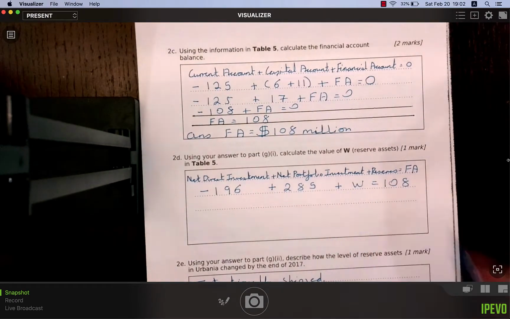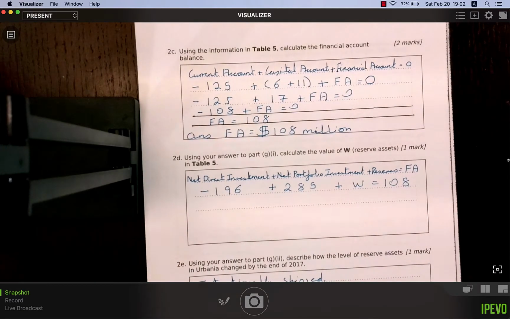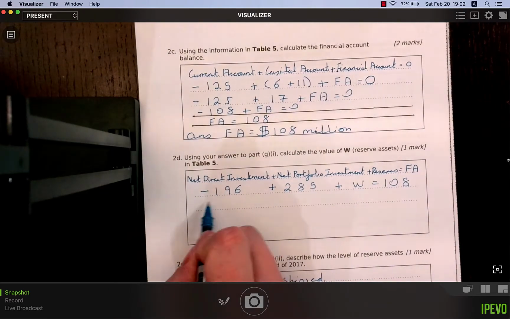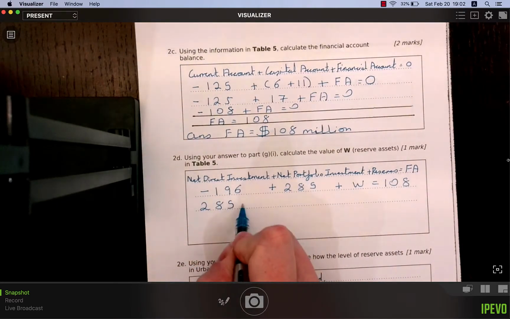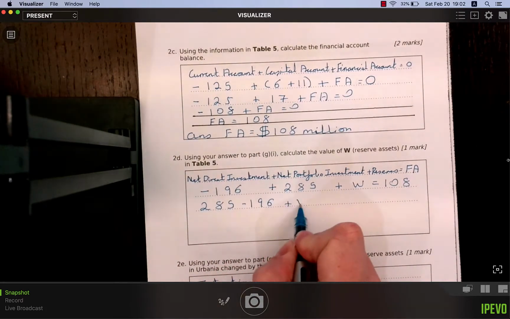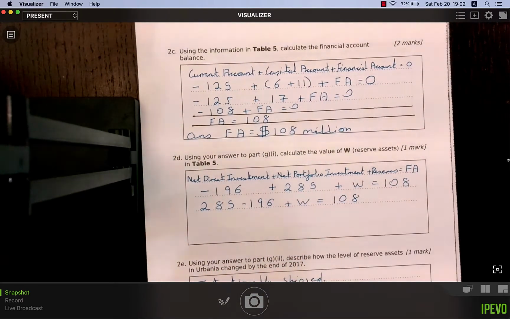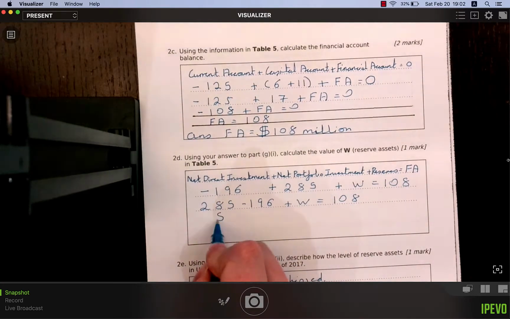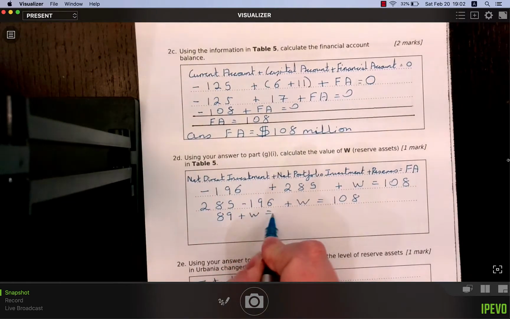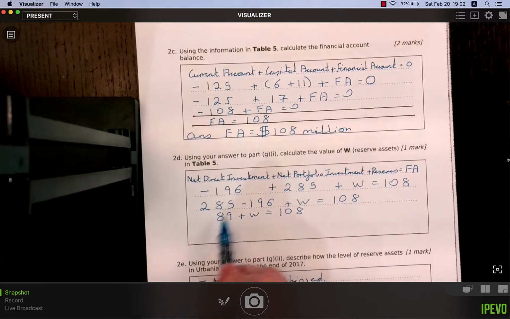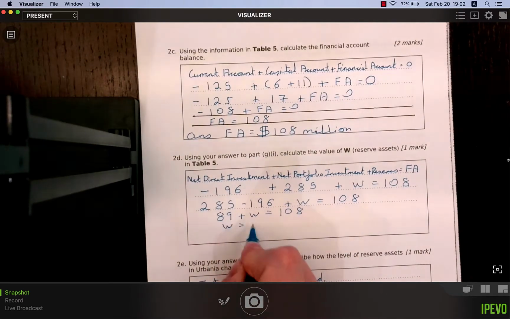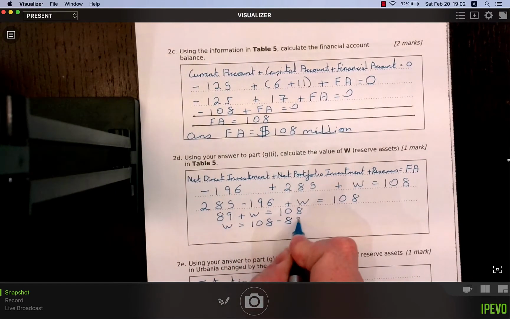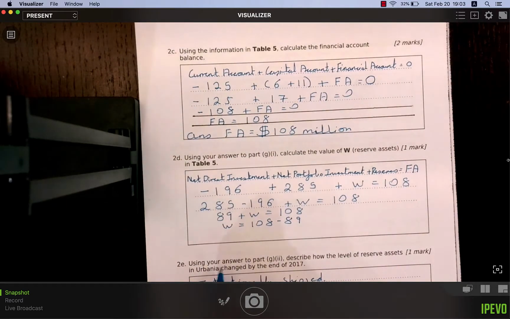So now I'm going to put that page on the ground, and I'm a creature of habit, really, so I'm going to write the pluses first. 285 minus 196 plus W equals 108. Okay, so 285 minus 196 is 89, plus W equals 108. I'm going to bring this 89 over. I'm going to get W equals 108 minus 89. And then I'm going to have an answer of W equals 19 million.